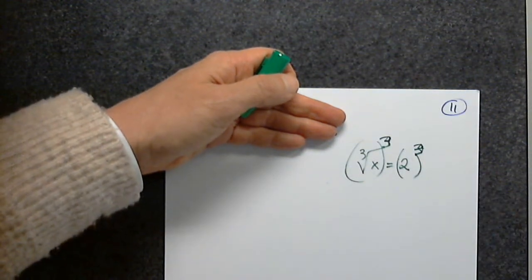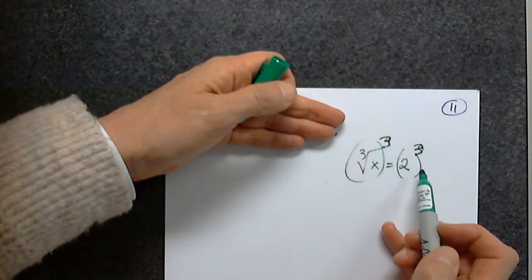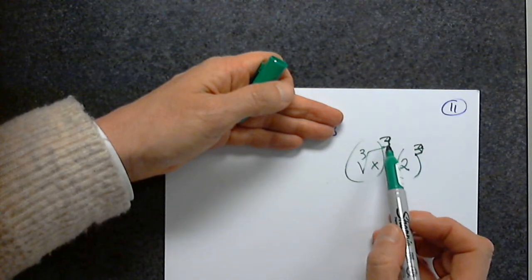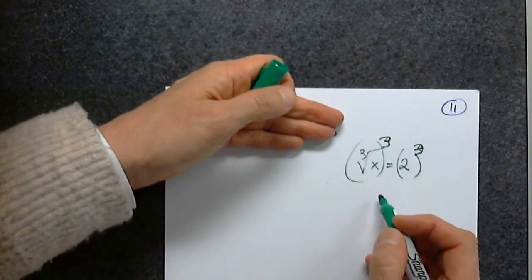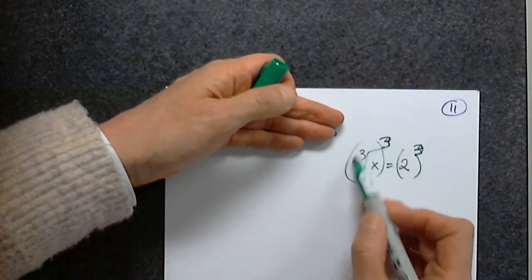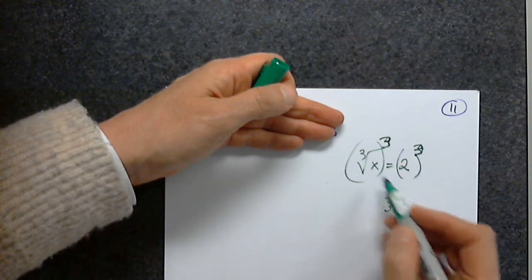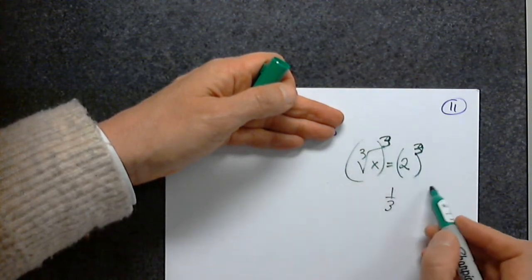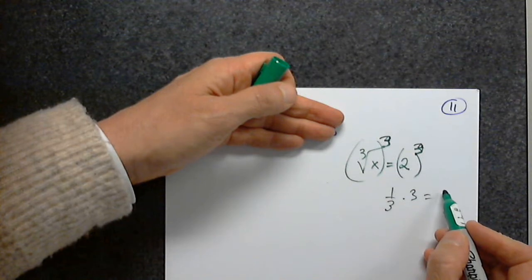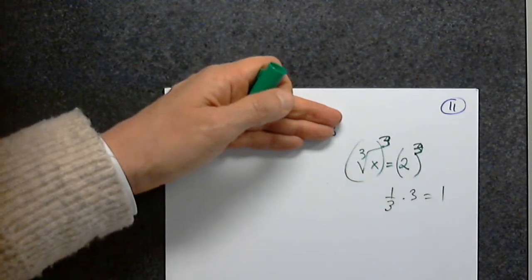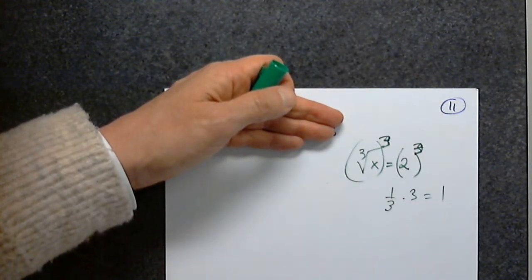But the point I'm making is I cannot use power 4 or any other power. But why can I use only 3? Because this power is 1/3. And when I multiply power 1/3 by 3, what do I get? 1. Exactly. I clear the power. I clear the cube root.